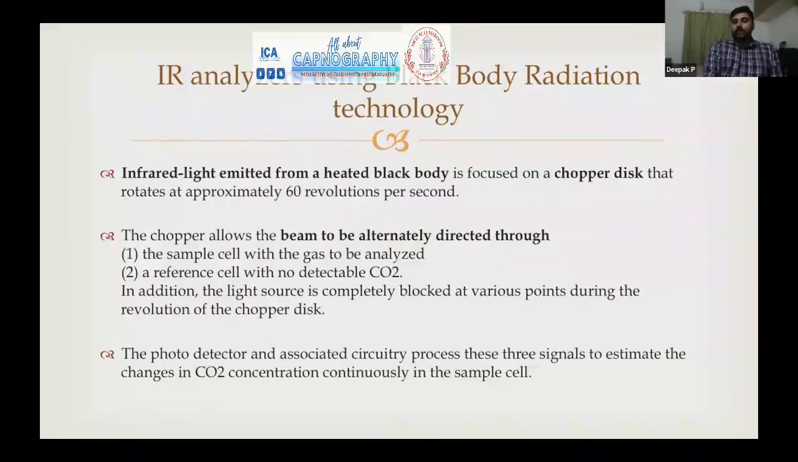The most common and easiest method is emission through black body radiation. A black body is a substance that, when heated, gives off infrared radiation. This infrared radiation is focused through a chopper disk. We'll understand that in the next diagrams. This is focused through a chopper disk to a sample cell with gas to be analyzed, and a reference cell with no detectable CO2.